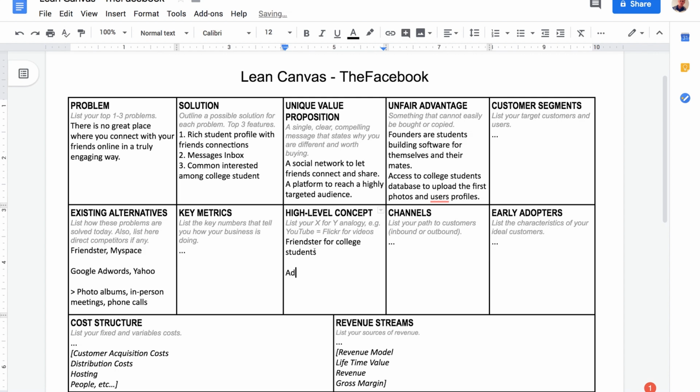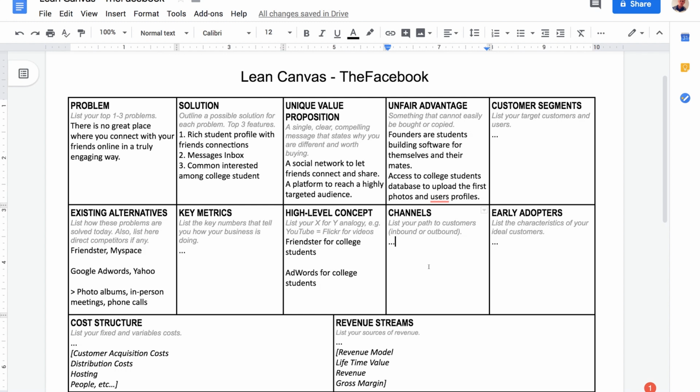So let's use this one. AdWords for college students. Okay. I know it's not the best idea, I think, but something that will let us get started. And with this description, we can quickly introduce our social network idea to others, right? Let's move on to channels block now.